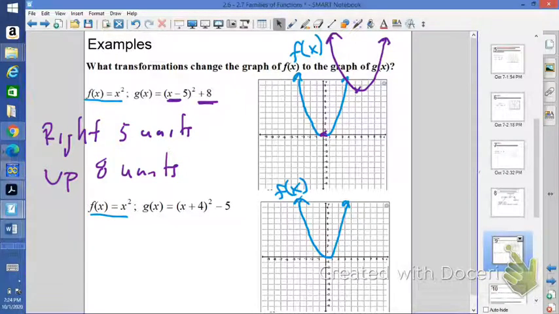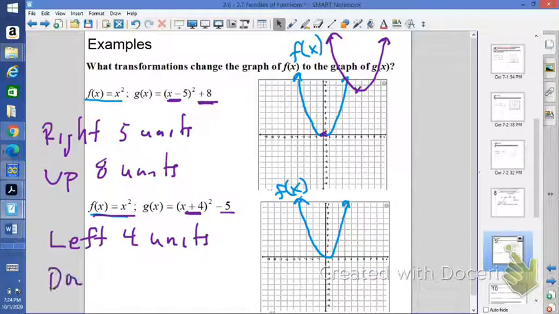For the next one, here's our parent function. We graphed it already. Now g of x: what transformations change the graph of f of x to the graph of g of x? Here we're adding to the x. So add to the x, go left: left 4 units. And then we're subtracting from the y, so we're going to go down 5 units.